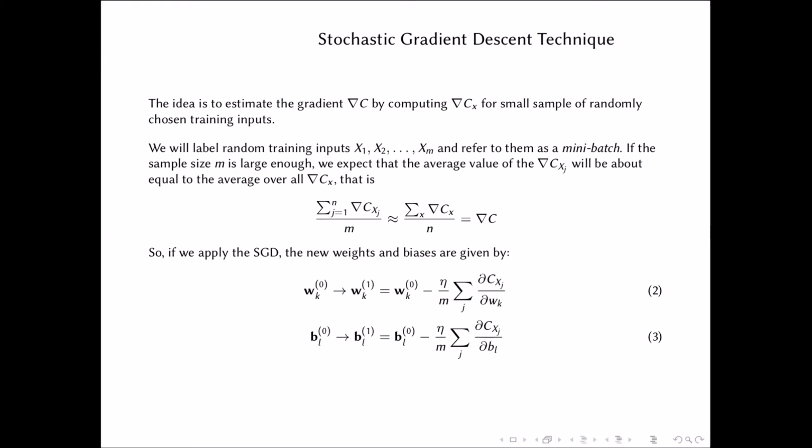If the sample size m is large enough, we expect that the average value of the gradient of Cxj is going to be about equal to the average value of all those gradients, which is our actual gradient. So if we apply stochastic gradient descent, the new weights and biases are given by the formula: Wk1 is equal to Wk0, which is our old point, minus eta over m times the sum of those gradients, so we take the average. And similarly for the biases.